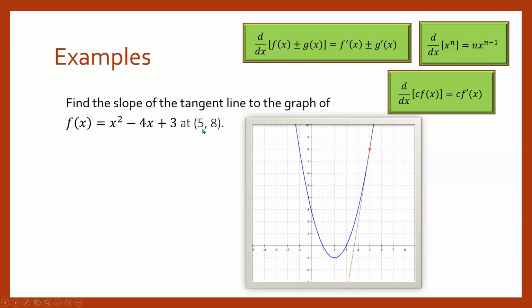Now, this is an example that I already did in the previous video, working directly from the limit definition of what the derivative is. But now we can solve this a whole lot easier just by using the rules to find the derivative. We can almost immediately say, oh, f prime of x should be 2x minus 4. It'd be the derivative of x squared, which is 2x, minus the derivative of 4x, which is 4, plus the derivative of a constant, which is 0. And then we just plug in 5 for x, and we get 2 times 5 minus 4, which is 10 minus 4, or 6. So the slope of that tangent line is 6.